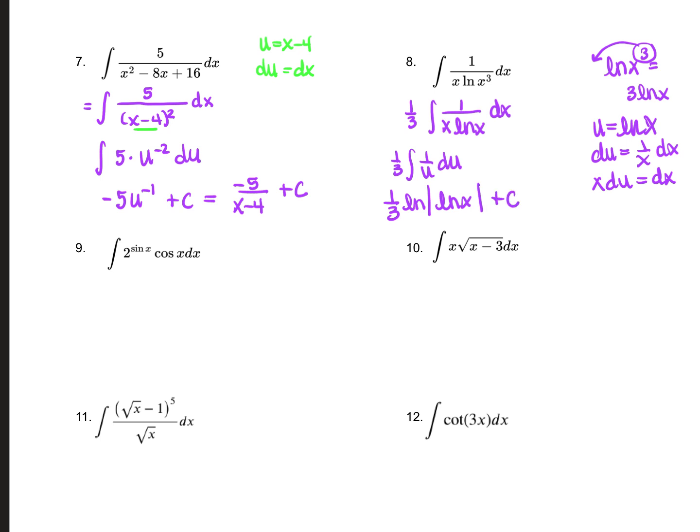You also could have not noticed that, and you could have gone ahead and said, oh, I'm just going to let u equal the natural log of x cubed. And when you went ahead and did this derivative, it would completely work out. Okay, so it does exactly the same thing. You would have just had a chain rule involved in there.